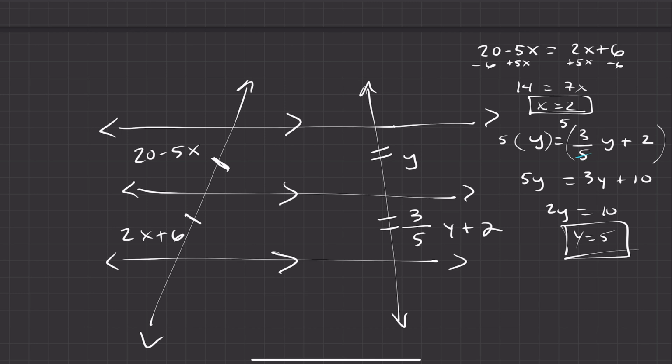And just to note, whenever you're multiplying by the number that's in the denominator, so here I have that 5 that's right here, you're going to distribute. So yes, when I'm multiplying 5 and the 3/5, these 5's will cancel, but don't forget to multiply the 5 with the 2. Okay, so you should have 5y is equal to 3y plus 10. Do your algebra, hence y is equal to 5.